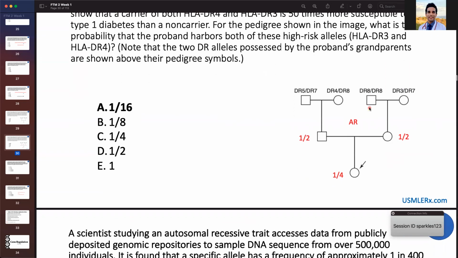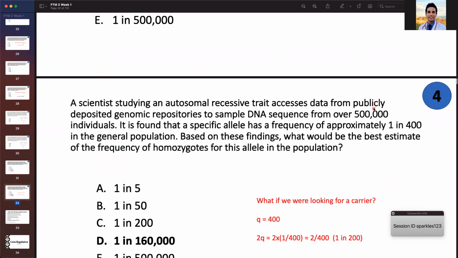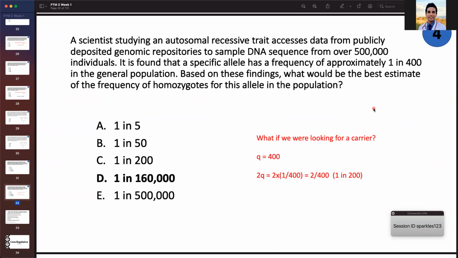And we had one more question for this last question. Why didn't we just square root the 1 over 400? I'm not sure I understand the question. Are we talking about the carrier status or the actual question?